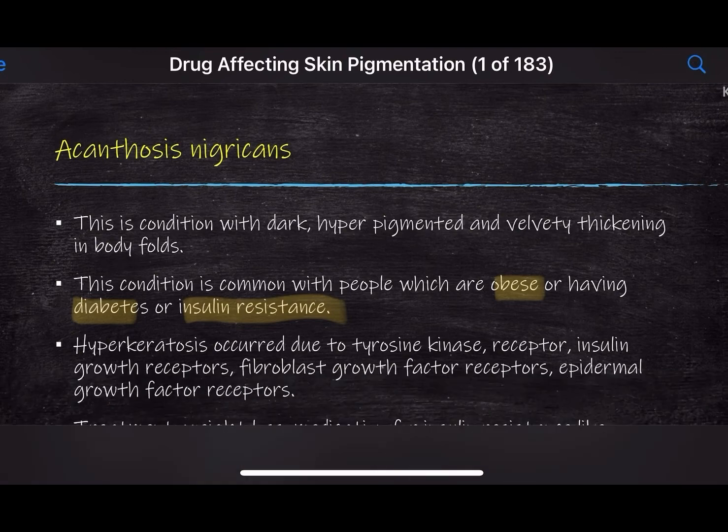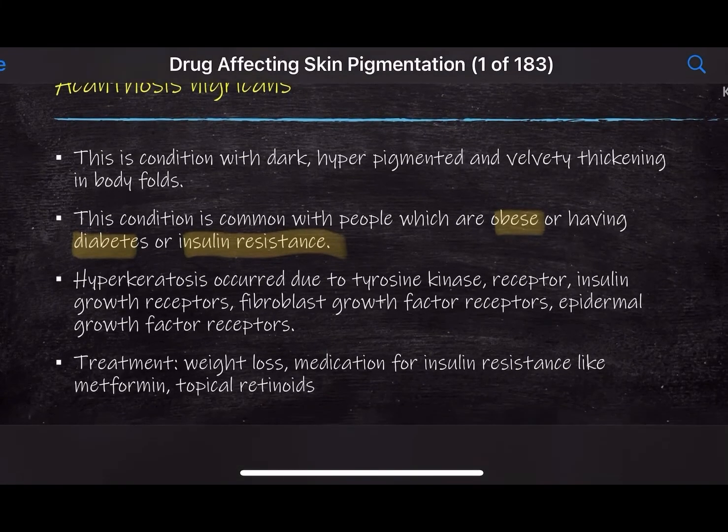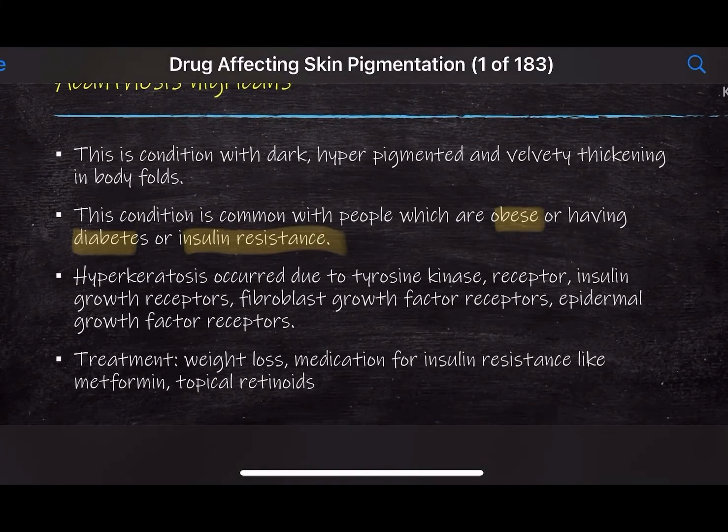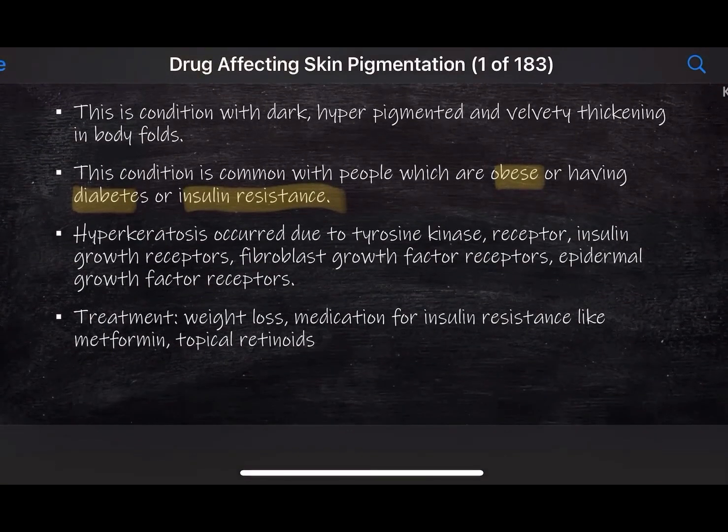Hyperkeratosis occurs due to tyrosine kinase receptor and insulin growth factor receptors. So this overall situation is associated with certain receptors or biological agents like tyrosine kinase receptor, insulin growth factor receptor, fibroblast growth factor receptor, epidermal growth factor receptors, etc. So what is the treatment recommended? The treatment is symptom related: if the person is obese then weight loss should be there. If the person has diabetes, then medications for insulin resistance like metformin or topical retinoid should be prescribed for such patients.